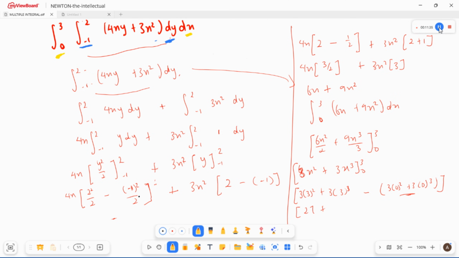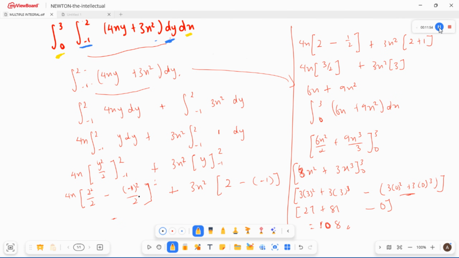So here we're going to have 3 times 9, which is 27. Then here we're going to have 3 times 27, which is 81. 3 raised to 3 is 27. 27 times 3 is 81. Then we have here minus 0. So 27 plus 81, and that will give us 108. So that means that is our answer for this particular double integral.